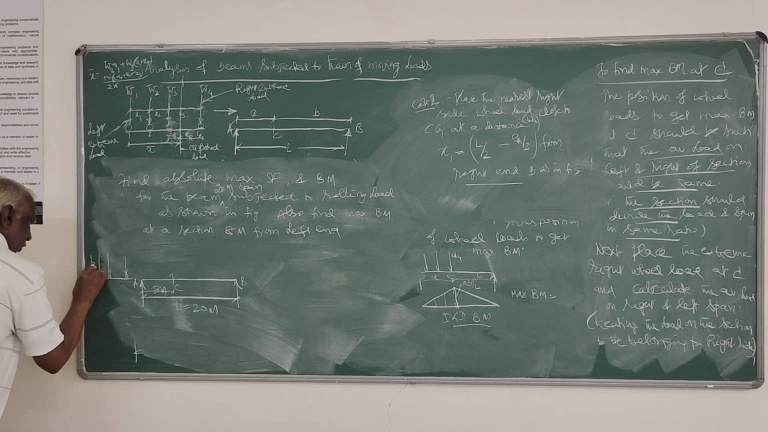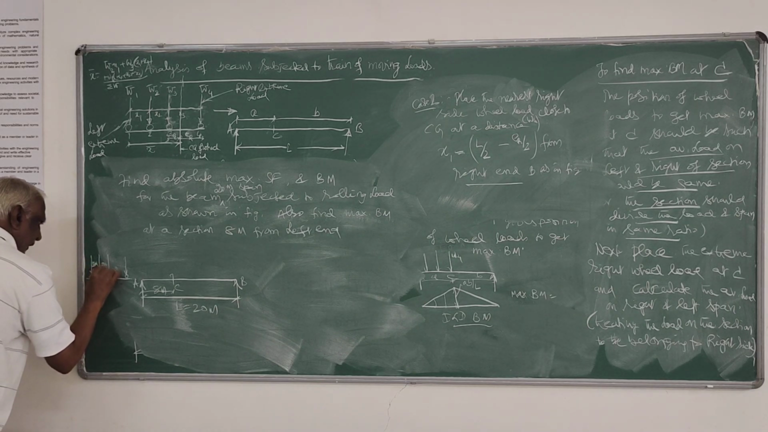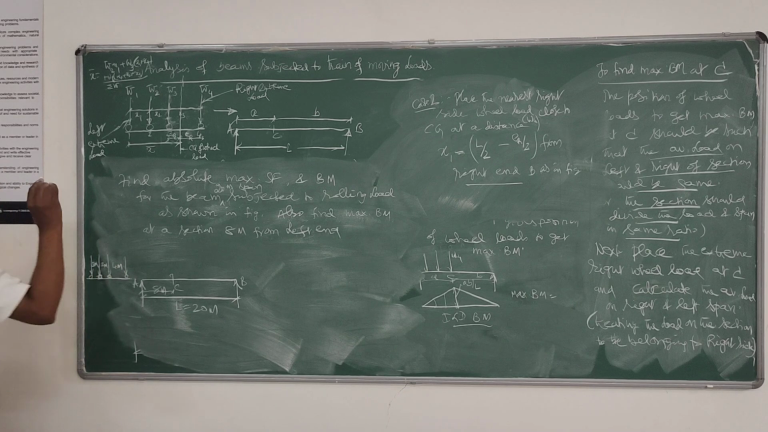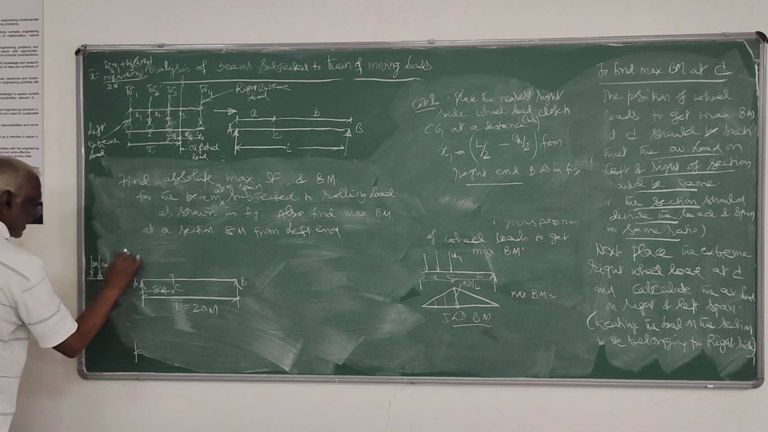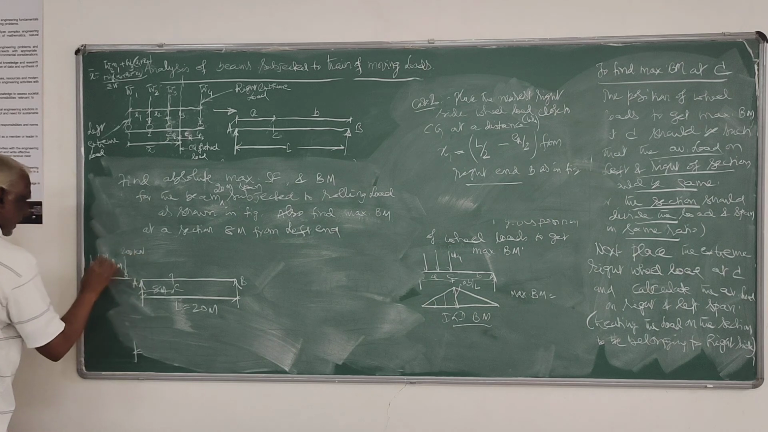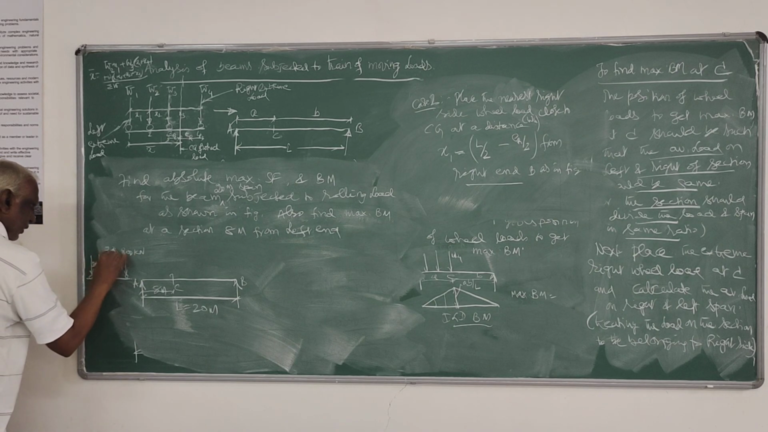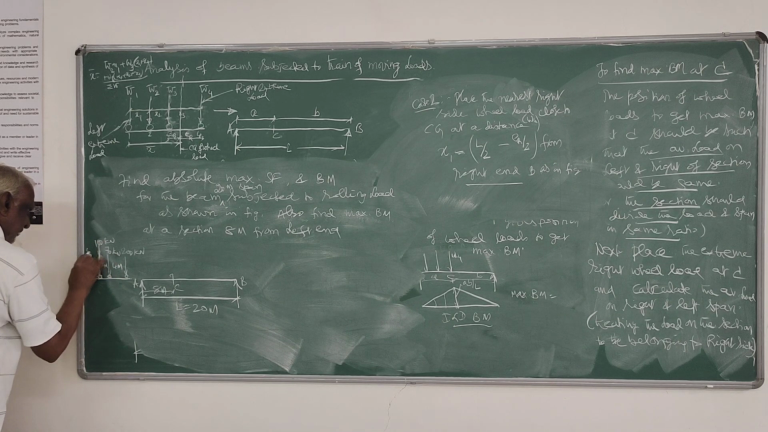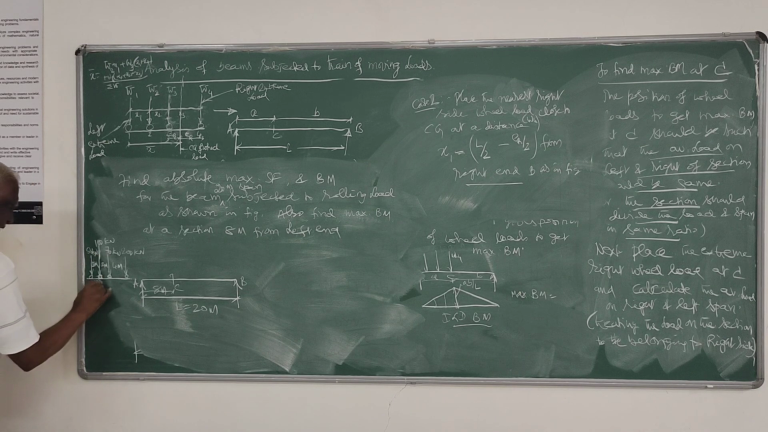So this is 3 meters, this is 2 meters, 4 meters. So we can take the loads as 200 kilonewtons, 70 kilonewtons, 100 kilonewtons, and 50 kilonewtons. So this is 1, 2, 3, 4. So either moving from left to right or right to left.